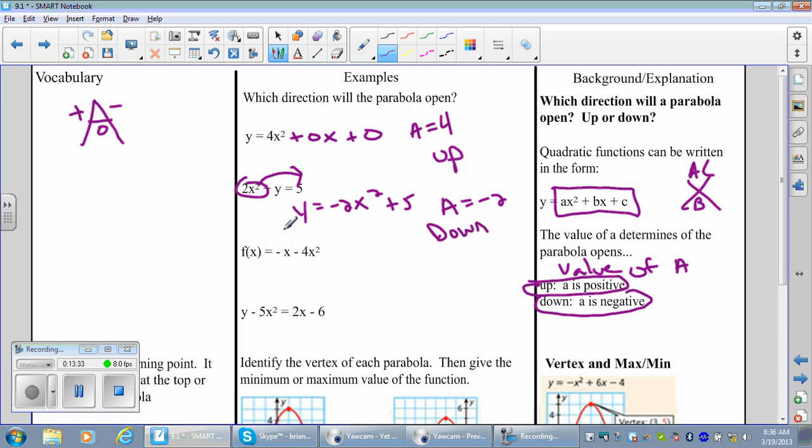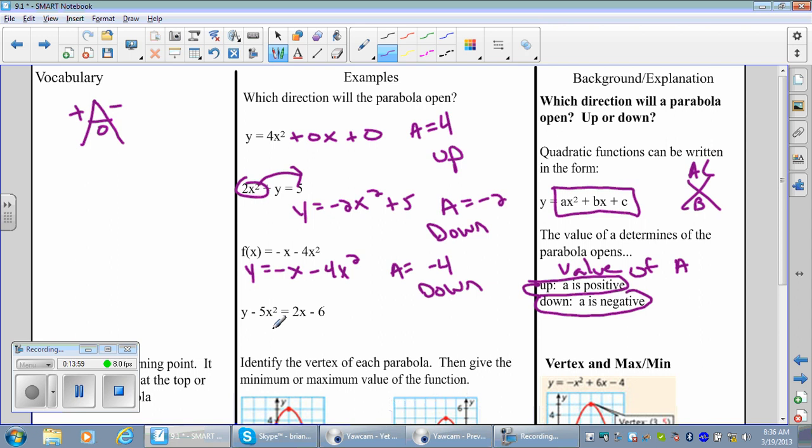All right? Now here, what's that f of x thing? Remember, that's just the same as y. So we have y equals -x minus 4x squared. Now, what is A? Careful, A isn't the first number there. A is this number right here. It's the coefficient of the quadratic term. So A is actually -4, which means the parabola, if we graphed it, would open down.